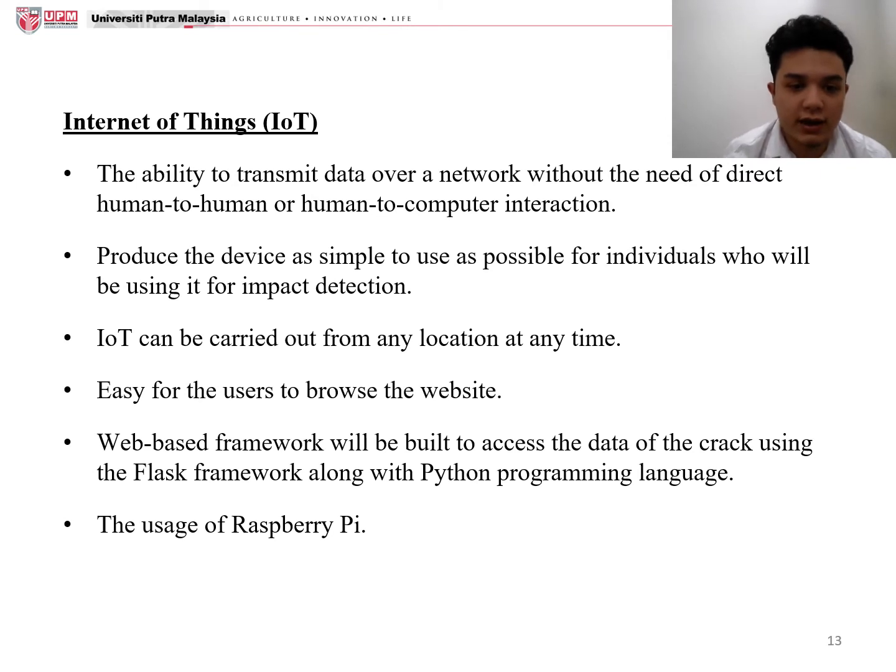And then the next one is Internet of Things, the main thing of this project. First one is the ability to transmit data over a network without the need of direct human-to-human or human-to-computer interaction. Make the device as simple to use as possible for individuals who will be using it for impact detection. And IoT can be carried out from any location at any time. Easy for the user to browse the website. A web-based framework will be built to access the data of the crack using the Flask framework along with the Python programming language. And the last one is the usage of the Raspberry Pi.